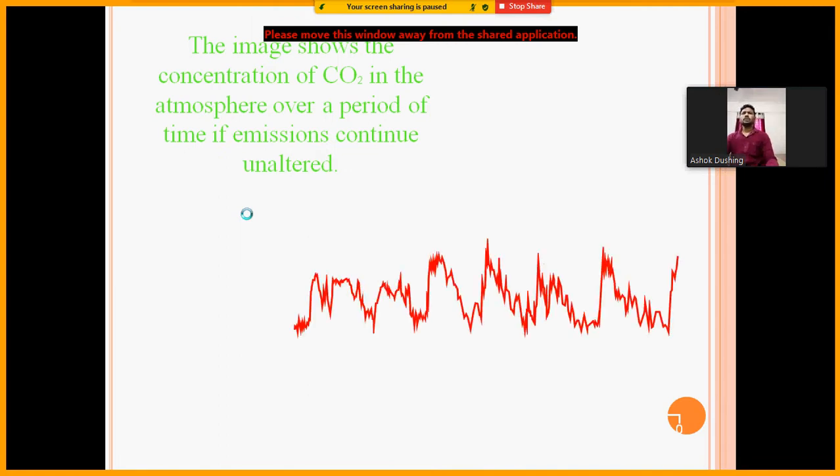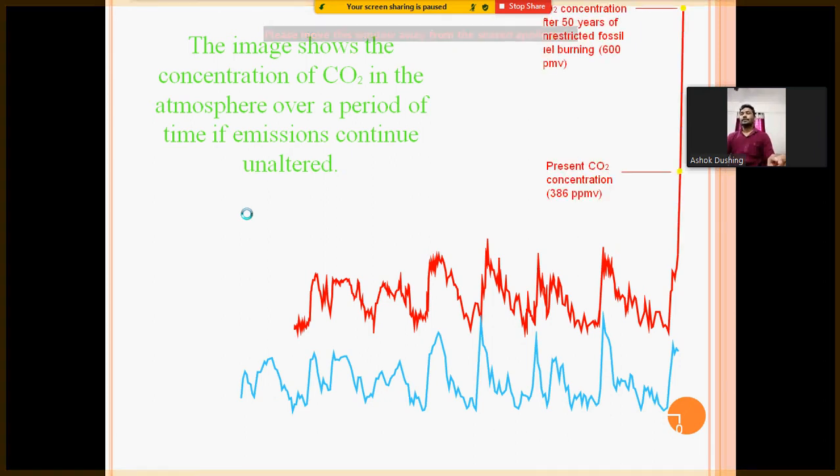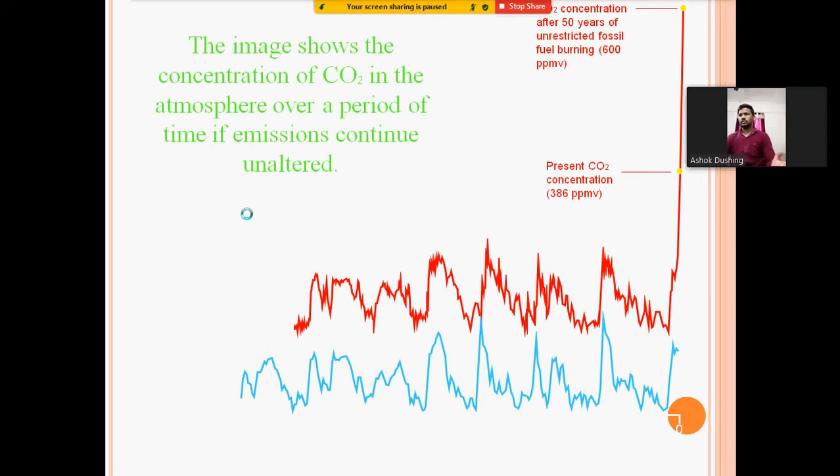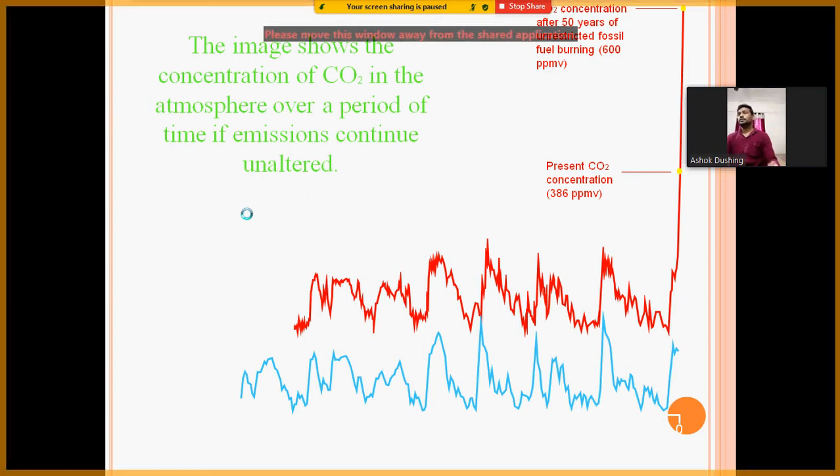So the image shows the concentration of CO2 in the atmosphere over a period of time if emissions continue unaltered. This shows the increase in the carbon dioxide concentration: 386 parts per million at present, whereas after 50 years it will be increased up to 600 parts per million.